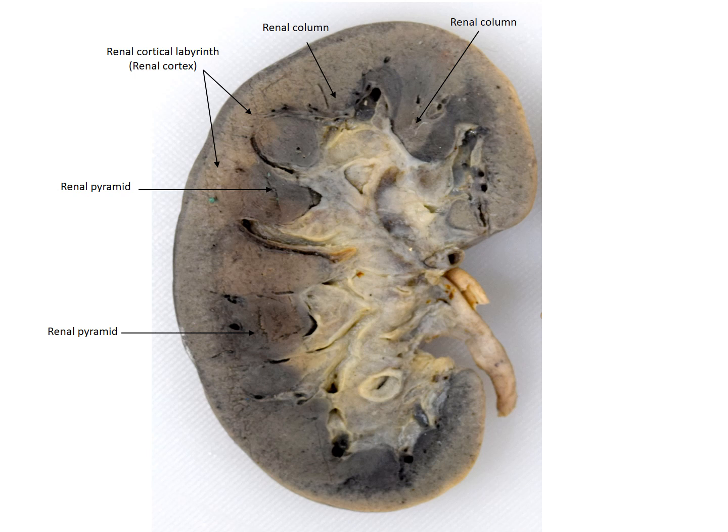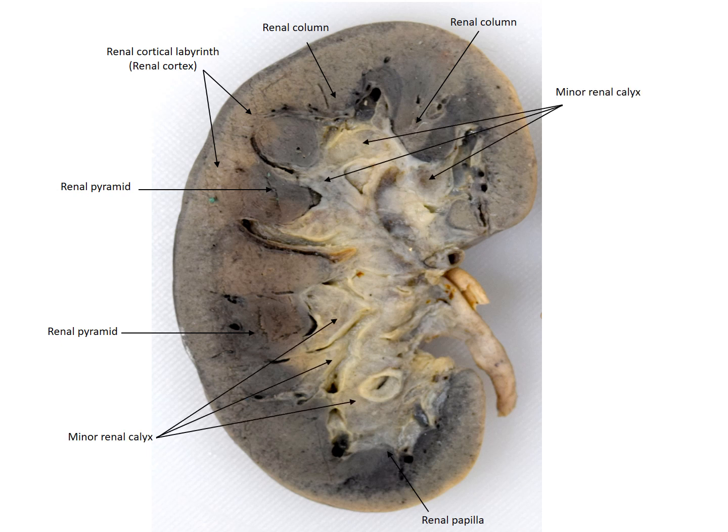This is the renal pyramid. Apex of the renal pyramid is the renal papilla. Now you have to recognize minor renal calyx. Minor renal calyx fuse and form the major renal calyx. Major renal calyx continue with renal pelvis, and renal pelvis continue with ureter.